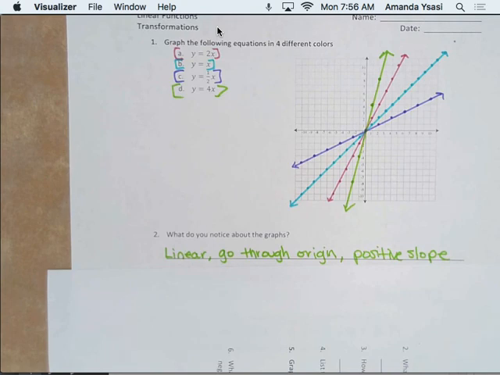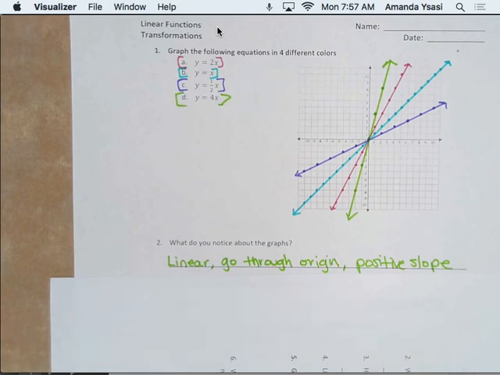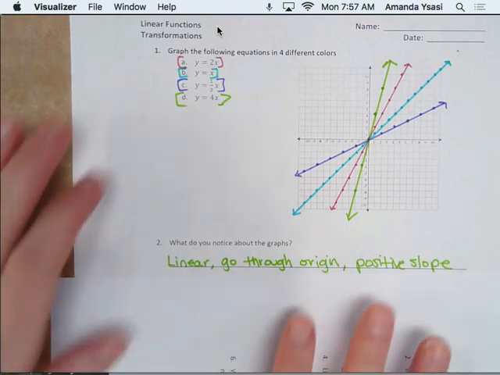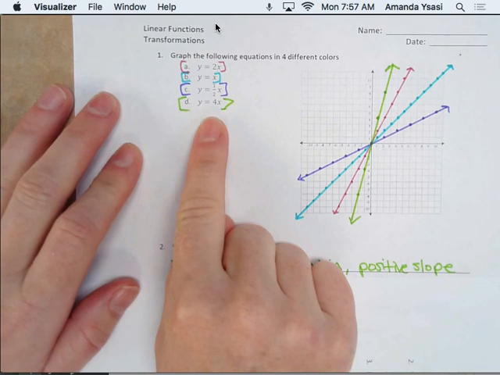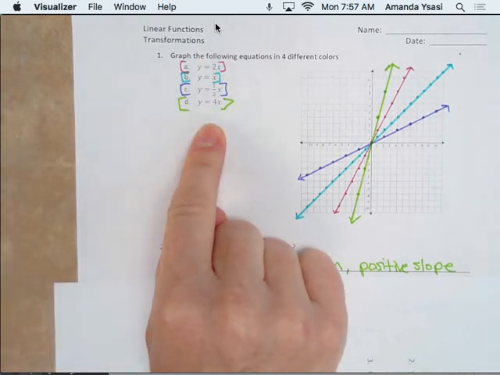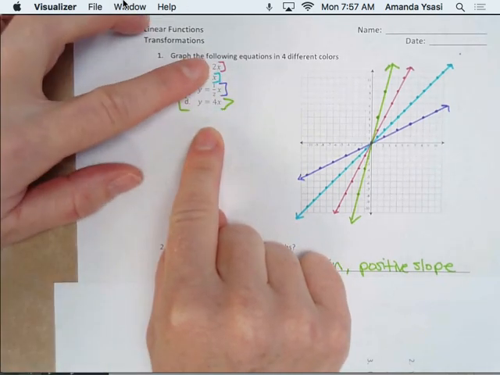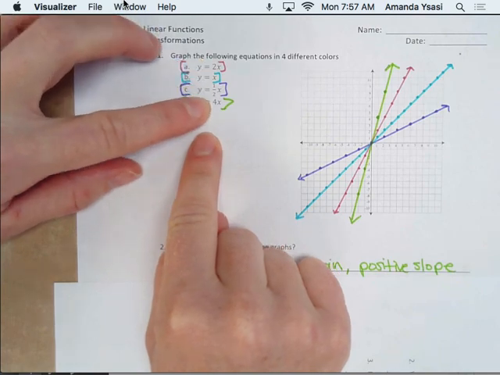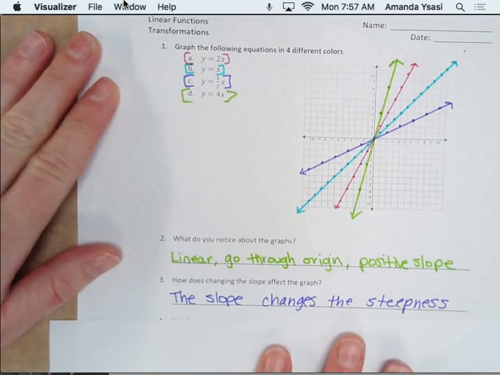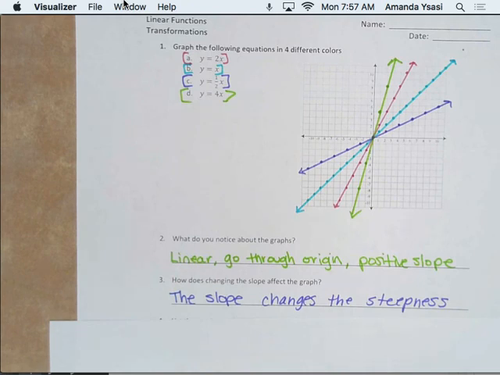How does changing the slope affect the graph? So raise your hand if you want to tell me how changing the slope affects the graph. Emmy? The slope can be positive or negative, and the slope can be steeper or flatter. Steeper or flatter? Yep. So just changing the slope, like these, it wasn't changed positive or negative. They just went, there was a 2, a 1, a half, and a 4. So the slope changes the steepness of the line.